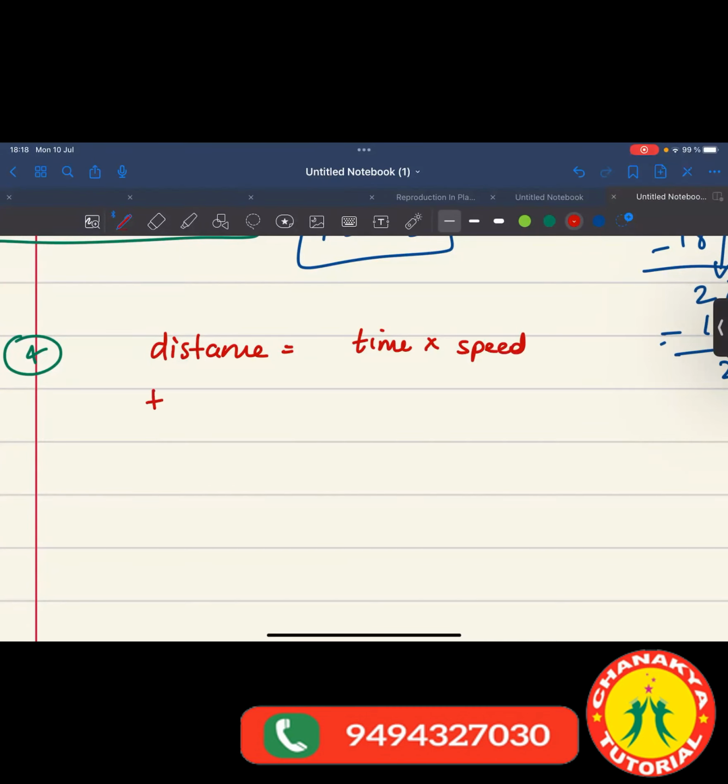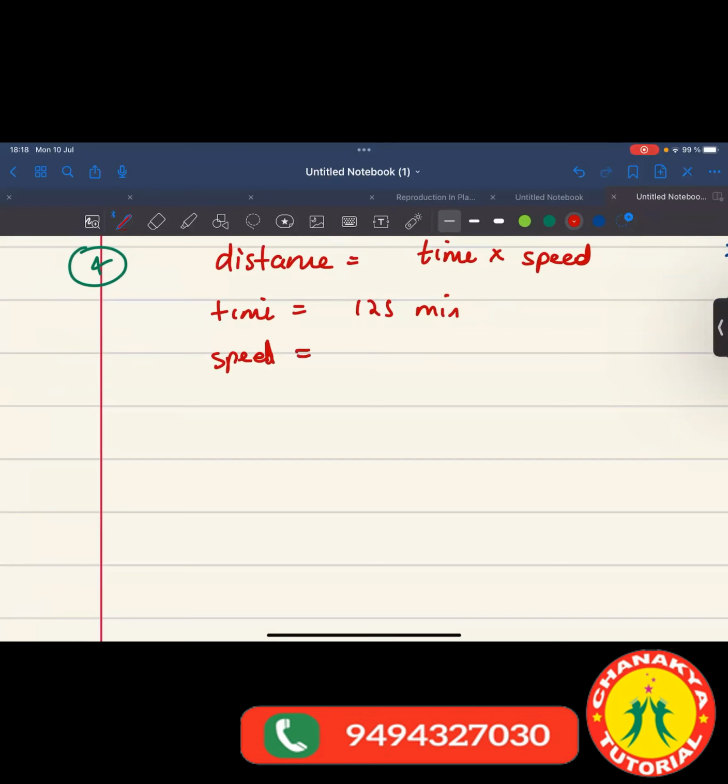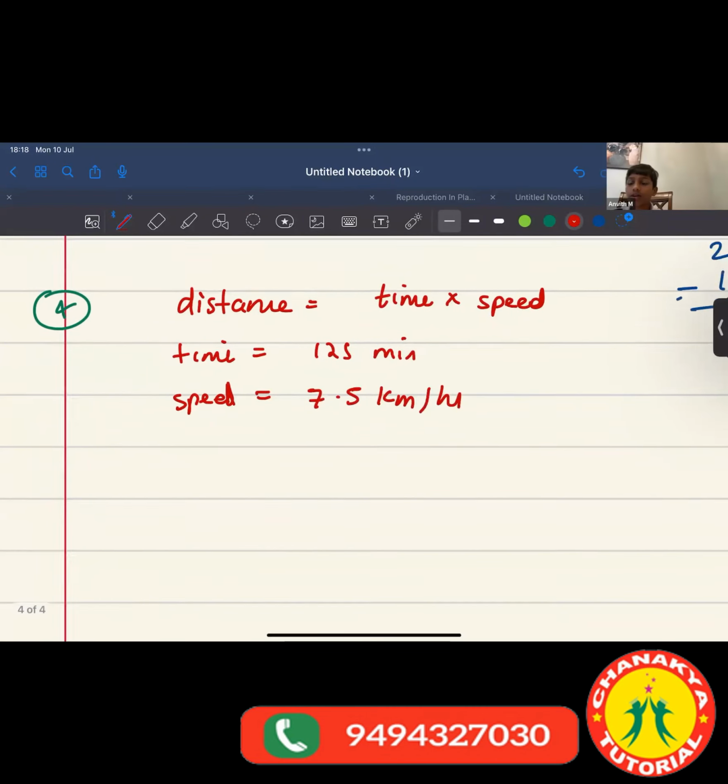Time into speed. So what is the time given? Time is 125 minutes. And the speed given? 7.5 kilometer per hour. What should I do first? Ma'am, convert the minutes into hours.